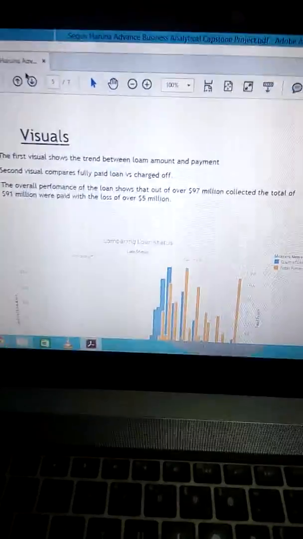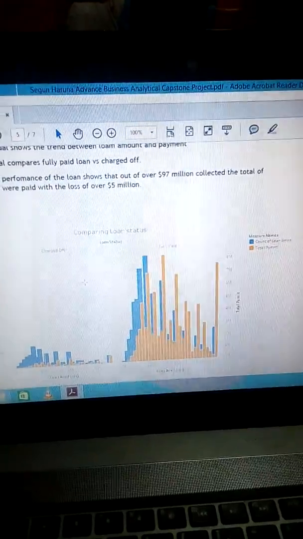So my visuals. The first graph here shows the trend between loan amount and loan payment, and the second one is a comparison between the fully paid loans and the charged-off loans. The charged-off loans are the people that defaulted. Those are the loan defaulters. That's a lot of money here. The overall performance of the loan shows that out of over 97 million in loans collected, only 91 million were paid, with a total loss of over 5 million dollars.